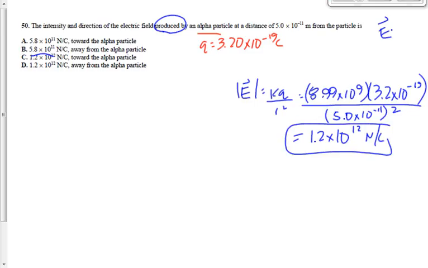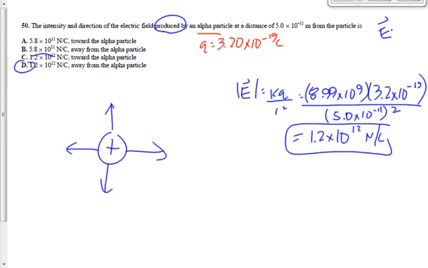All right, that doesn't tell us what the direction is. How do you figure out the direction? We're never going to get the direction from any of these equations, right? How do you figure the direction there? Go ahead. Good. So you've got an alpha particle. It's positive. The field has to be away from it. So the answer is going to be D.